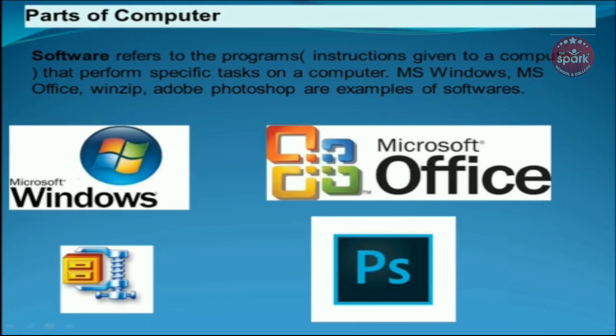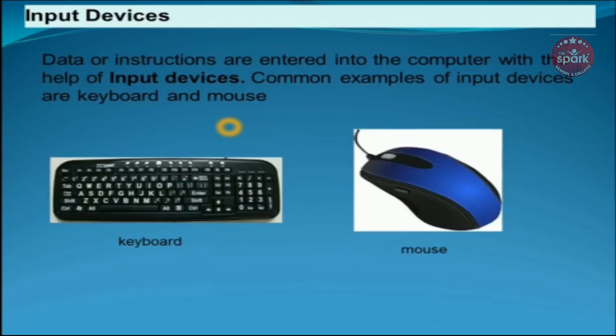We also have other parts of a computer, like Windows, Office, and Photoshop. These are all software, which actually help us to write on the computer, to do the work, and to make the computer very easy to use.